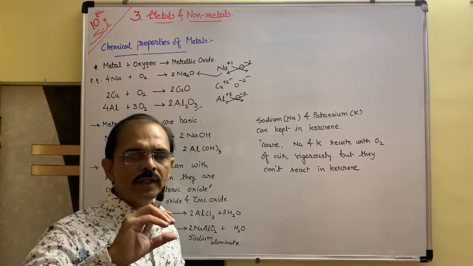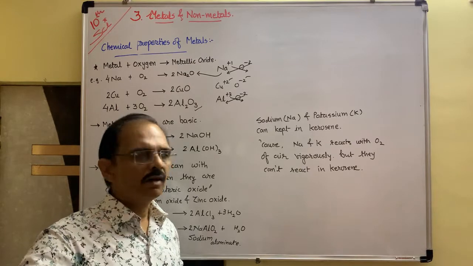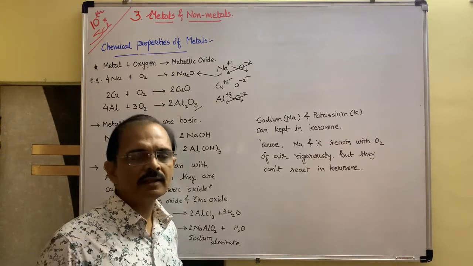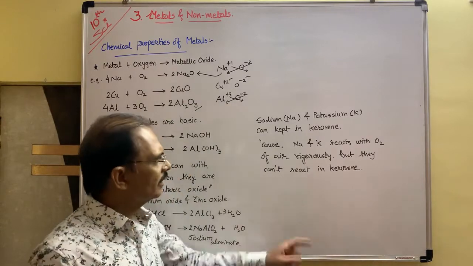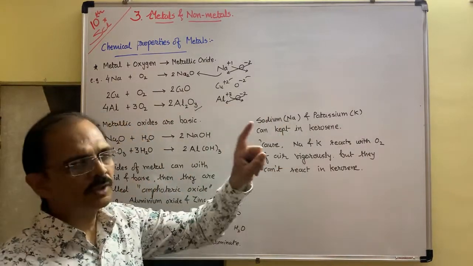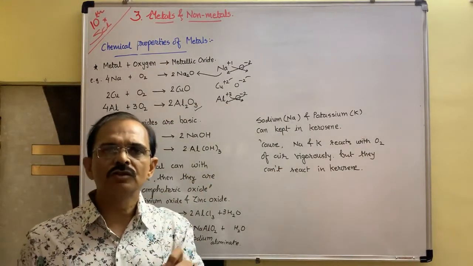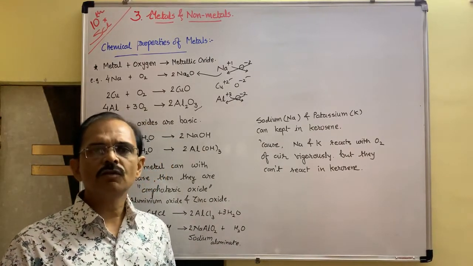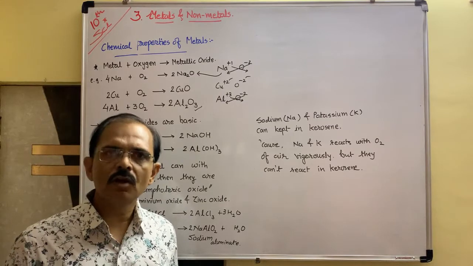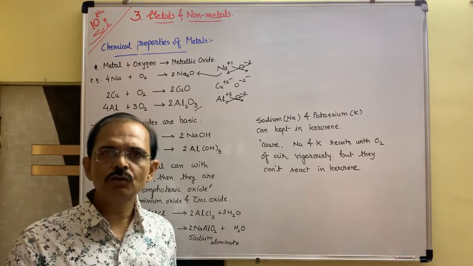Okay, a coating of kerosene is there on the sodium and potassium, so they cannot react with atmospheric oxygen, and that's why sodium and potassium are always kept in kerosene. This is the reason. In the same manner, copper also forms copper oxide, black color copper oxide, Cu2O.